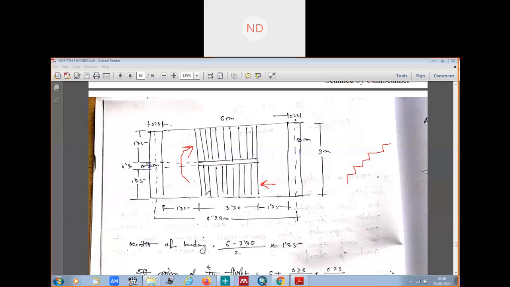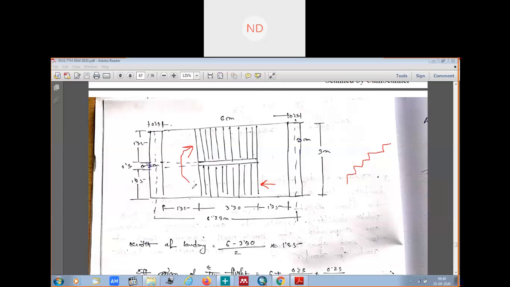That means one tread was 300 mm, as we had taken, and there were 11 treads. So we can get the total length of the treads. The total tread length is how much? 3.30 meter, as we just calculated. Once we know this distance and the total length of the staircase room, 6 meter, if we subtract the length of the treads from 6, we can obviously find out these two landings, which comes out to be 1.35, 1.35.